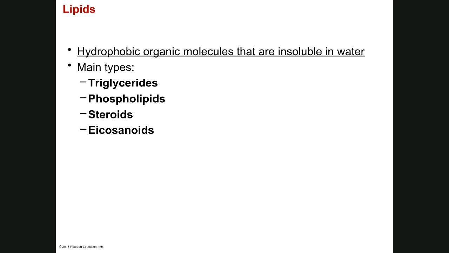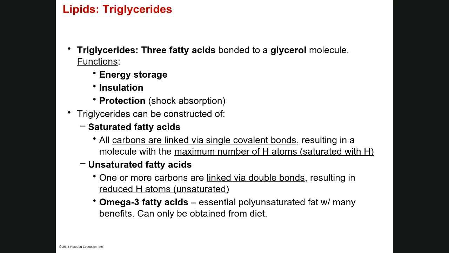The main types of lipids, these are the classes. You have four main classes of lipid: triglycerides, phospholipids, steroids, and eicosanoids. Our main focus is going to be triglycerides and phospholipids. Particularly phospholipids are really important, but we'll definitely mention triglycerides and a little something about steroids, which are not totally understood, actually. So let's start with triglycerides.